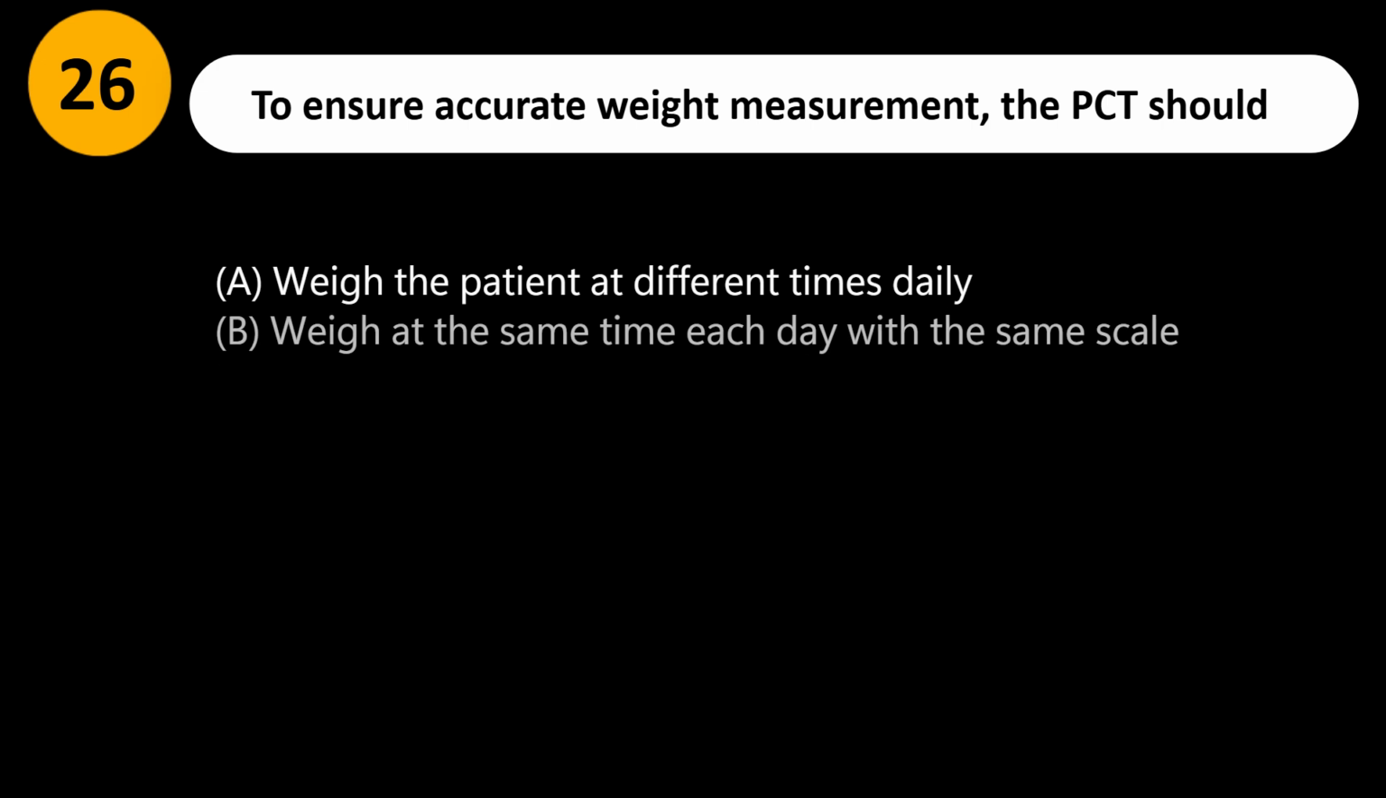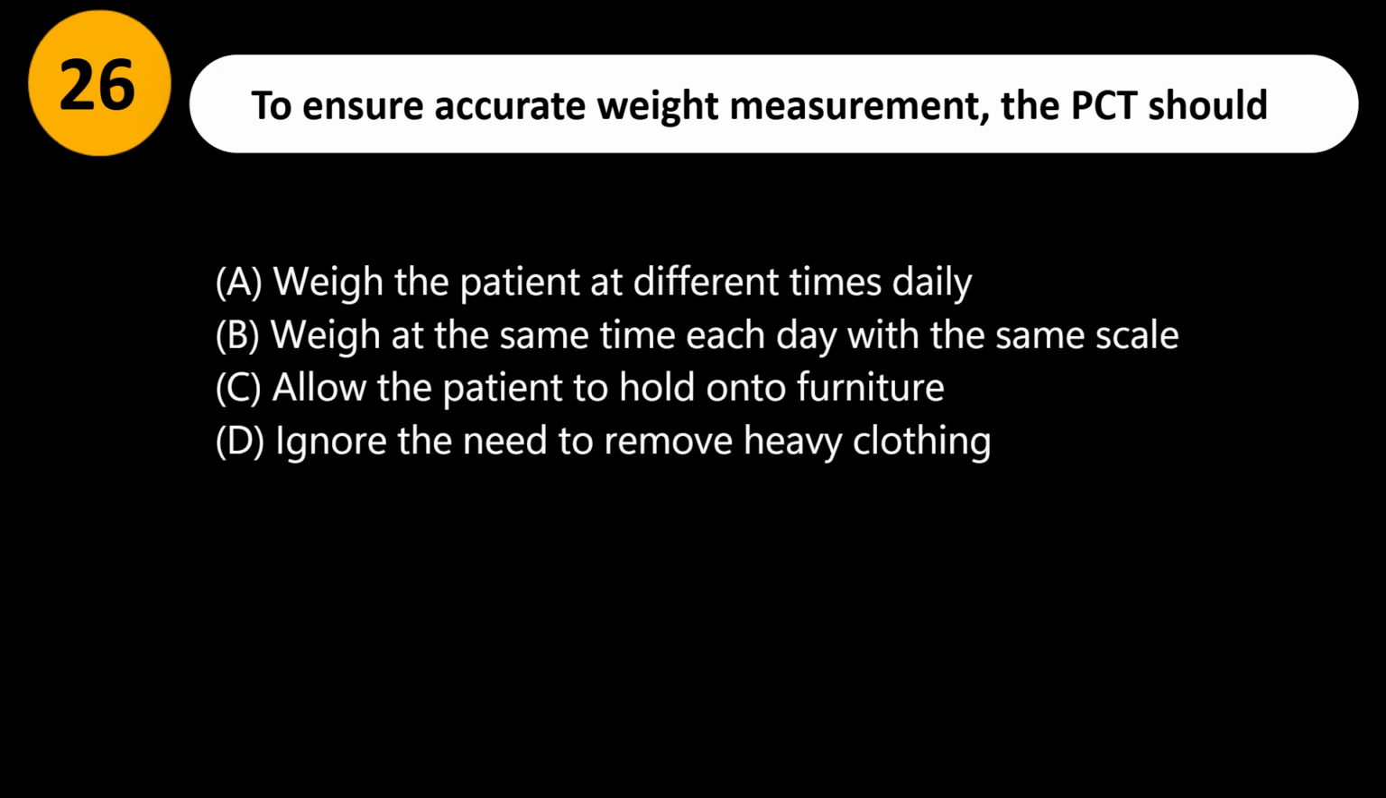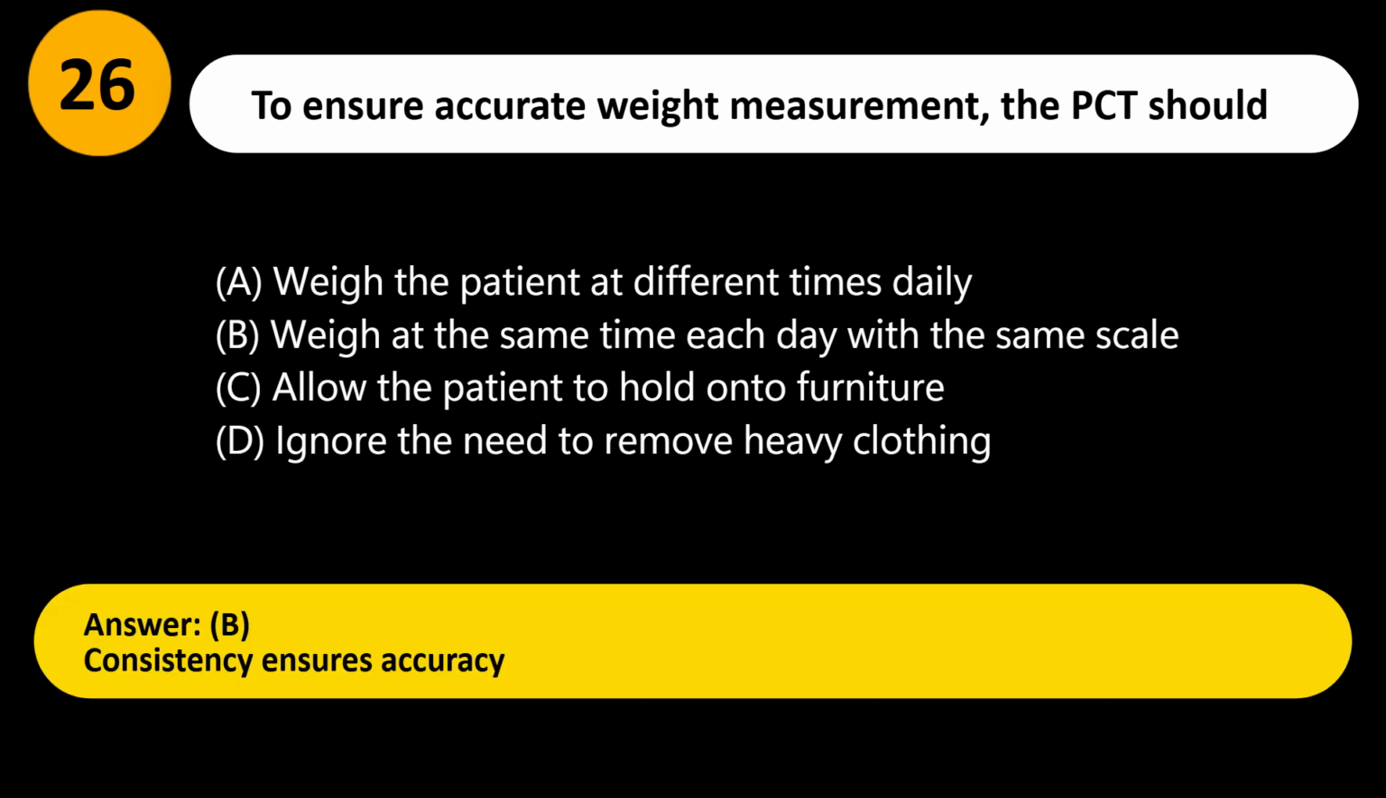To ensure accurate weight measurement, the PCT should: A. Weigh the patient at different times daily. B. Weigh at the same time each day with the same scale. C. Allow the patient to hold on to furniture. D. Ignore the need to remove heavy clothing. Answer, B. Consistency ensures accuracy.